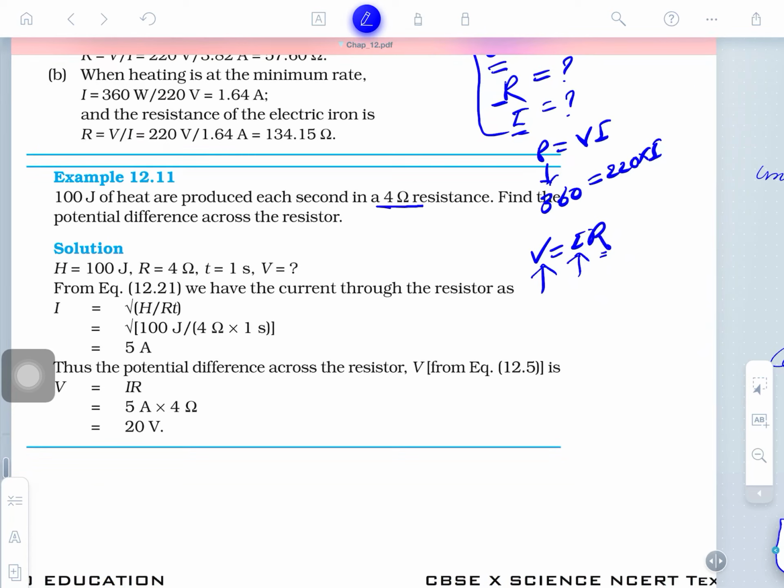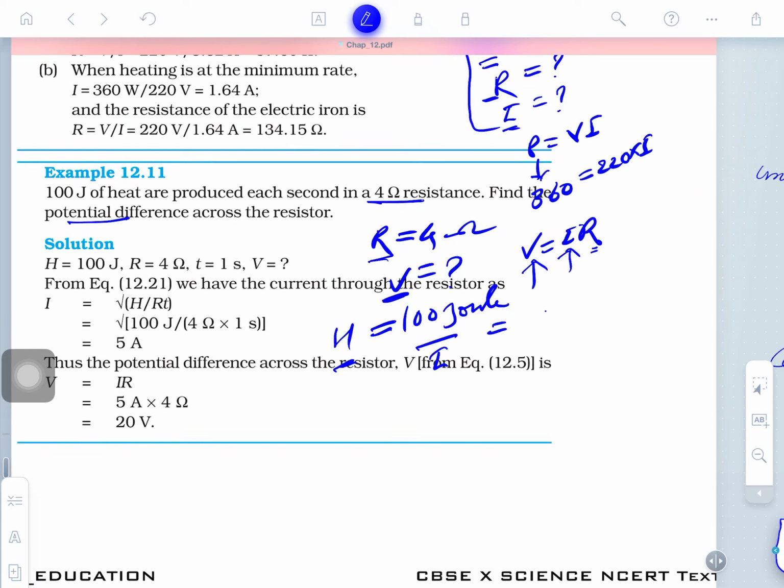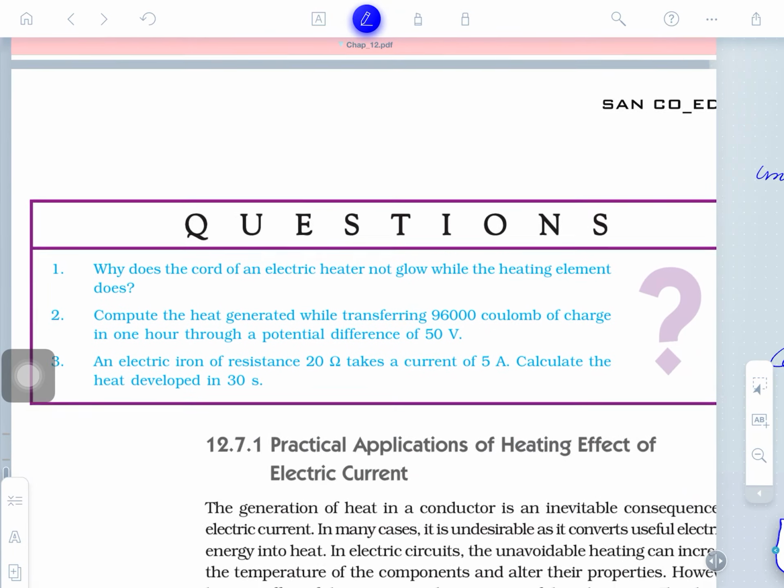See the next question, 12.11. A 4 ohm resistor. This is resistance. Find the potential difference, V. 100 joule of heat is produced each second, so we can say the power is 100 watt. You have been given P and R, so you can find V. Obviously, the current can also be calculated.